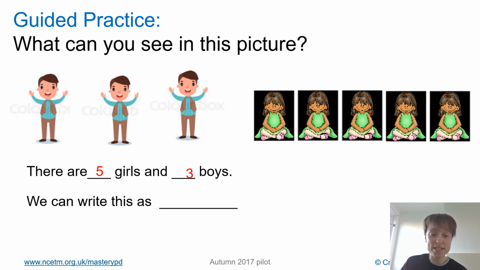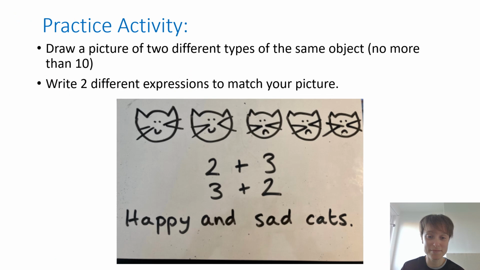Now let's see what that expression will be. So think of your sentence. We can write this as, say the expression and then write the expression. Pause the video here. Okay, let's do it together. 3, 2, 1. We can write this as 5 plus 3. So we're swapping those addends over, aren't we? Well done, everybody. You're doing a super job with your maths learning today.